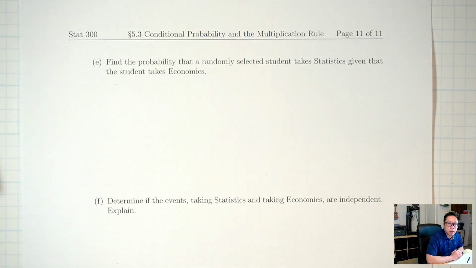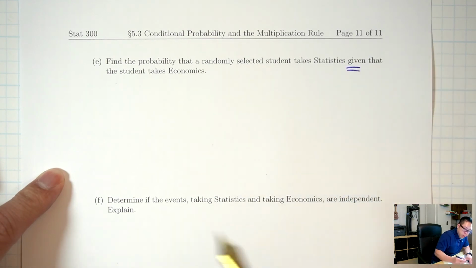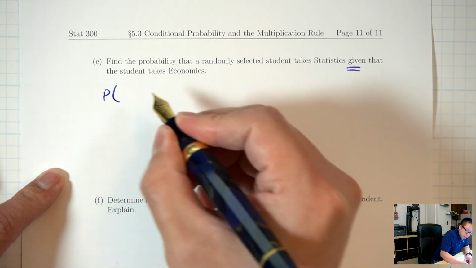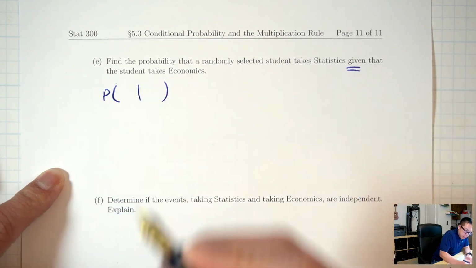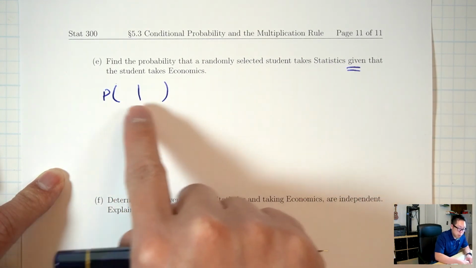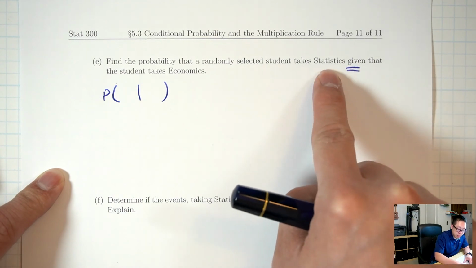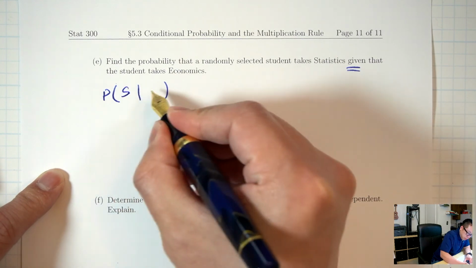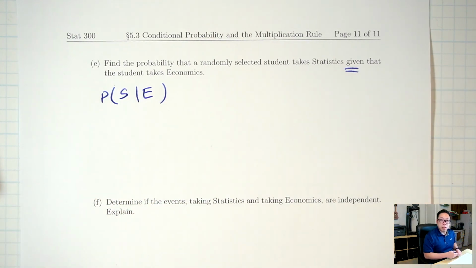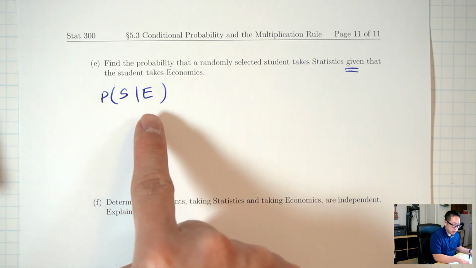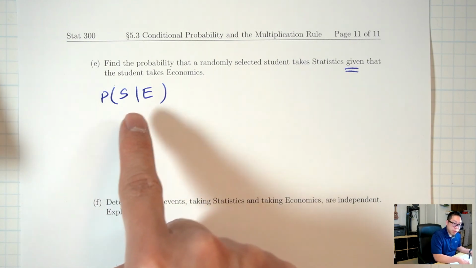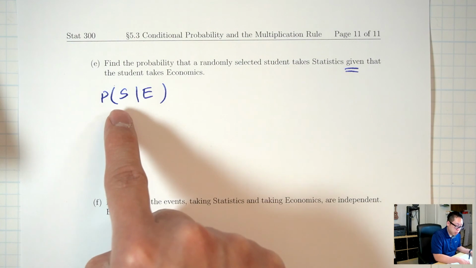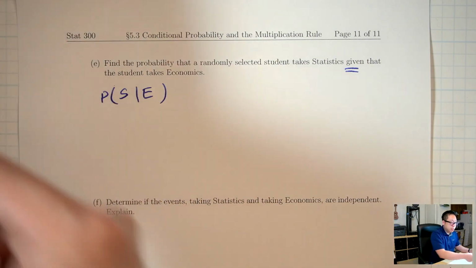Part E, find a probability that a randomly selected student takes statistics given that the student takes economics. I see the keyword given. What I'm looking for here is something given something. Question is it S given E or is it E given S? It's statistics given economics. So it's S given E. All right, let's look at our formulas. Which one has S given E? And remember, conditional probability, the givens, the order does matter, so I do want it as S given E, exactly like that.